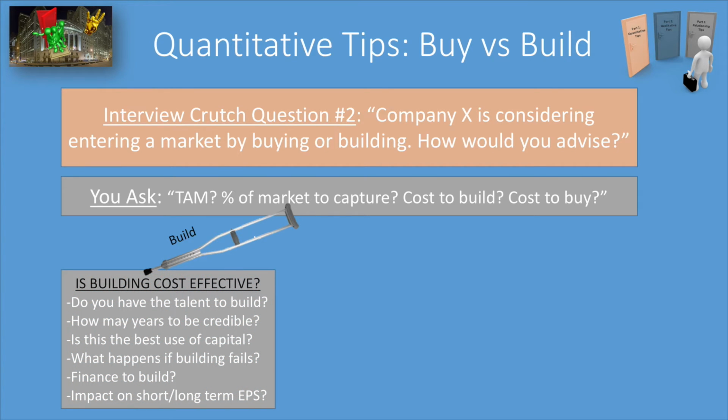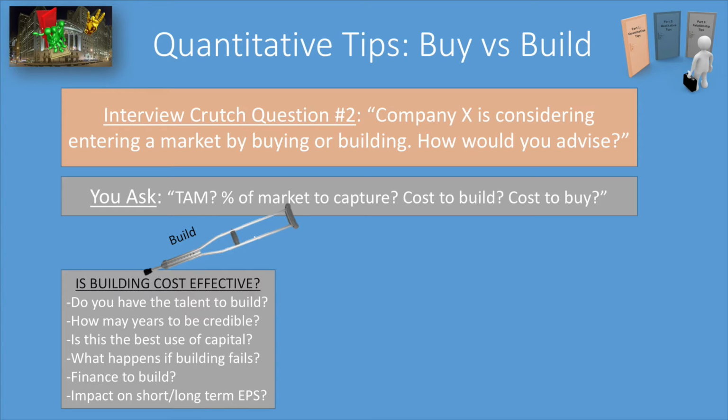So if it makes sense to build versus buy, okay, then you got to drill down and say, well, is building really cost effective? Does the company have the talent to build? Do they have the existing employees to build? Okay, and how many years will it take for that product they're going to build to be credible, or competitive? And is this really the best use of their capital? Maybe buying back shares would make more sense, okay? Keep that in mind. So what happens if the building of the product fails? And what's the cost to finance it? And what's the impact on the short and long term on EPS? Okay, and stop right there. And what you want to do is remember what the interviewer said when they answered the question on is it the best use of capital.